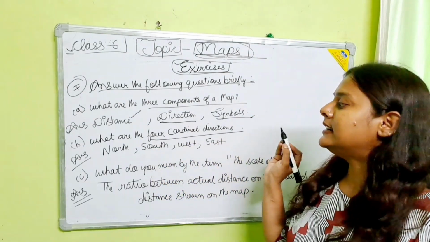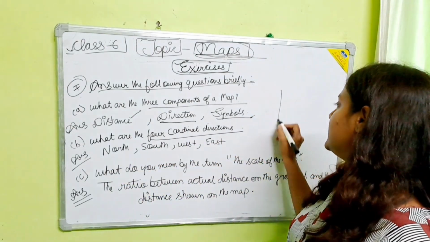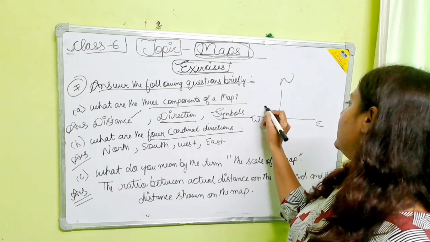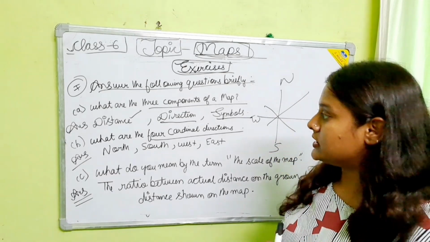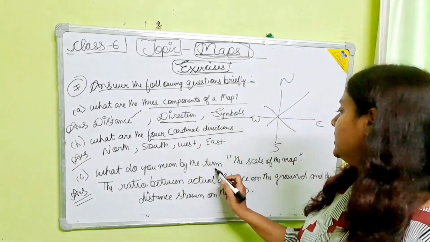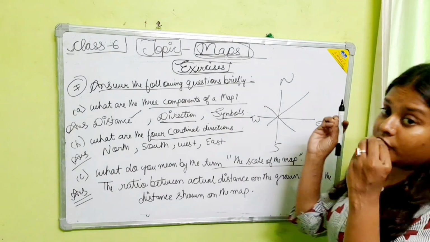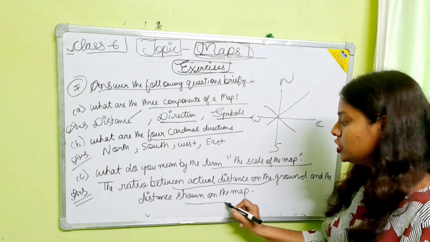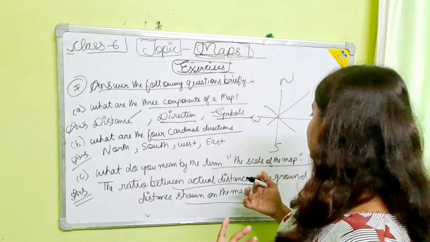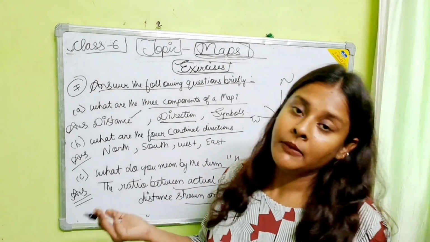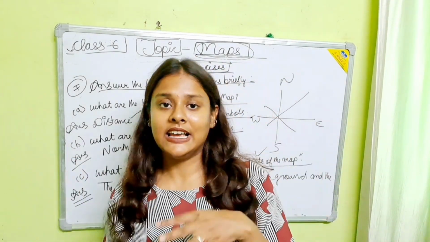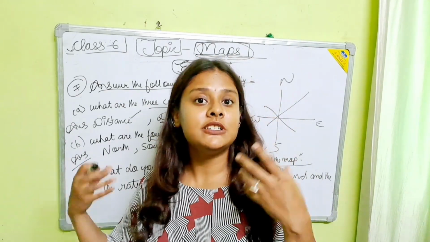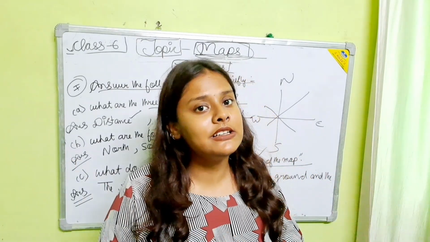What are the 4 cardinal directions? North, south, west and east. This is the direction. North, south, west, east. And these are your intermediate directions. Okay, what do you mean by the scale of the map? The ratio between the actual distance on the ground and the distance shown on the map is regarded as the scale of the map. And the scale of the map is of two types, large scale and small scale. Small scales are used for making maps of countries and continents, whereas large scales are used for cities and towns.